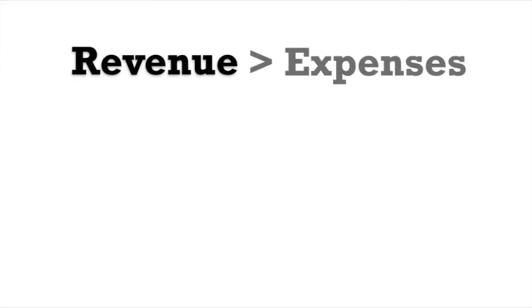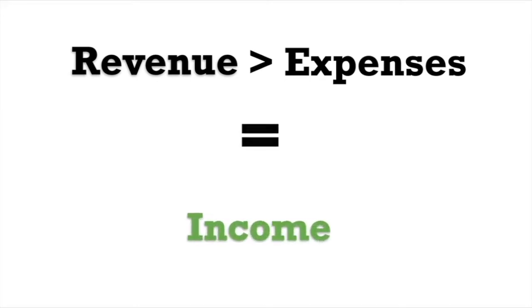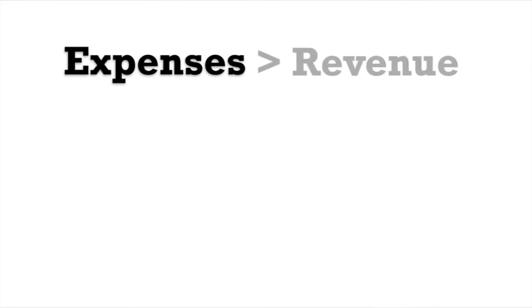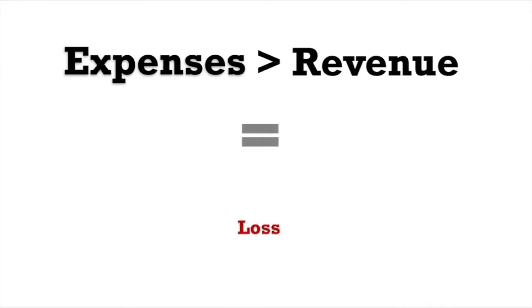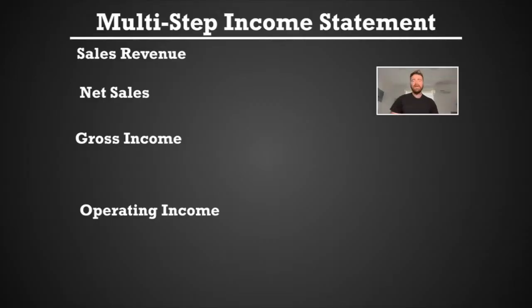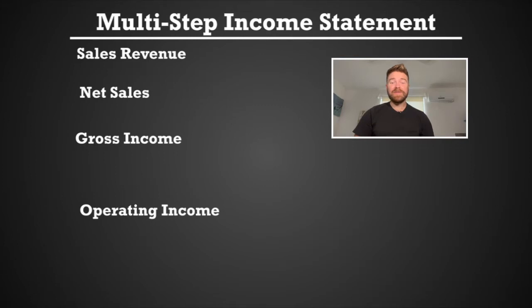And here's some very basic rules that are really important. If revenues are greater than expenses, we have income. However, if revenues are less than expenses, we have a loss. Now let's dive into an income statement in an expanded view. Now you will see categories. We now have net sales revenue, which is taking your sales revenue and deducting your sales discounts and returns.